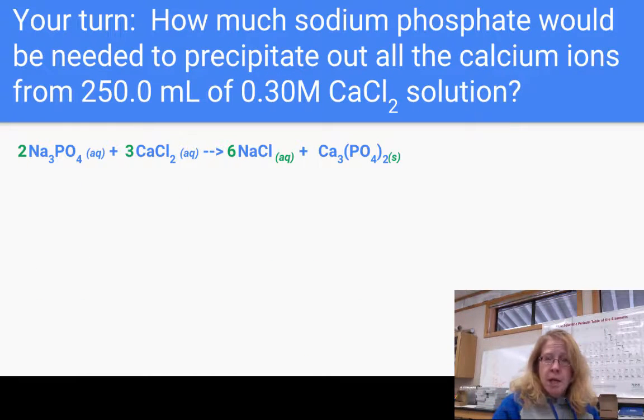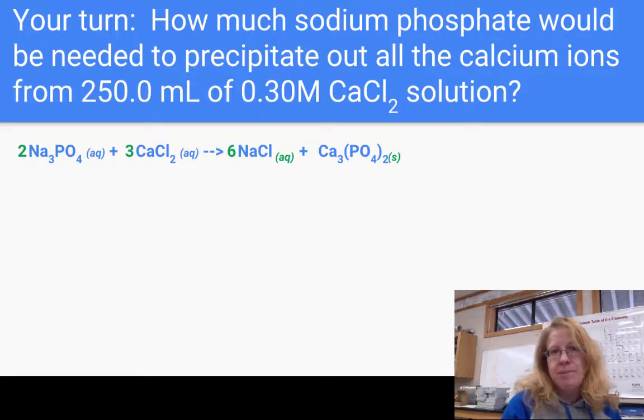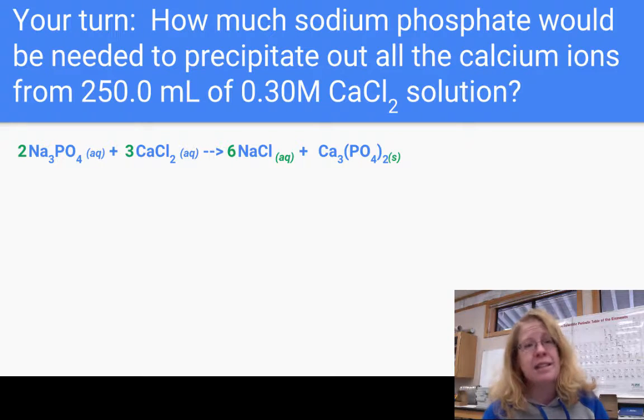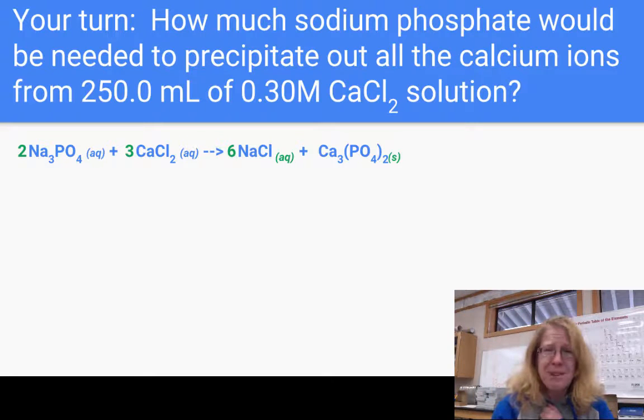Okay, your turn. Take a second, see if you can practice this out. This is kind of the second example. Trying to figure out how much sodium phosphate would you need to precipitate out all the calcium ions, excuse me, from calcium chloride solution. Say a different molarity here, so you have to slightly do your different math, but this is a really good spot for you to take a pause. See if you can figure out how to do the molarity part, and then the moles to moles part, and then the moles to grams part. So go ahead and take a second and figure out what this one is.